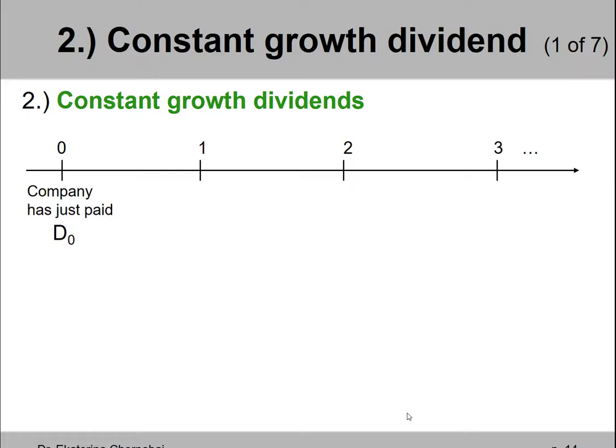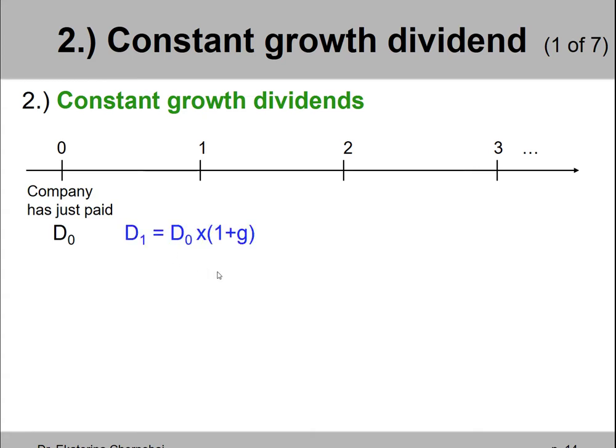Next, let's look at the second case, the second one of the three cases of dividend patterns. This one is known as constant growth dividends. So let's say a company has just paid some dividend per share, right? Let's say we know that. What will the future dividends look like? They will be growing at a constant rate forever.